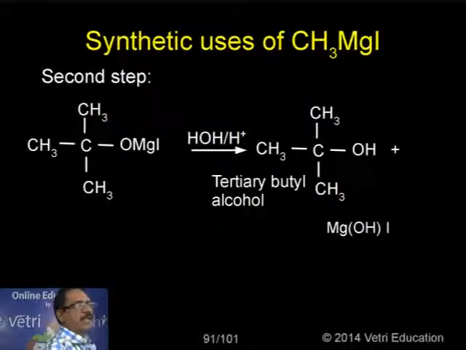Let me recollect again. Any alcohol we can prepare with the help of a Grignard reagent. If you want a primary alcohol, use formaldehyde. If you want a secondary alcohol, use any aldehyde other than formaldehyde. If you want a tertiary alcohol, use a ketone.